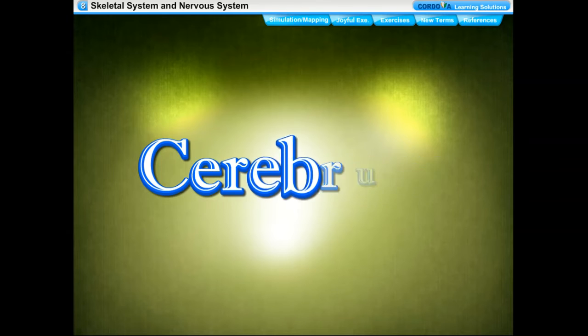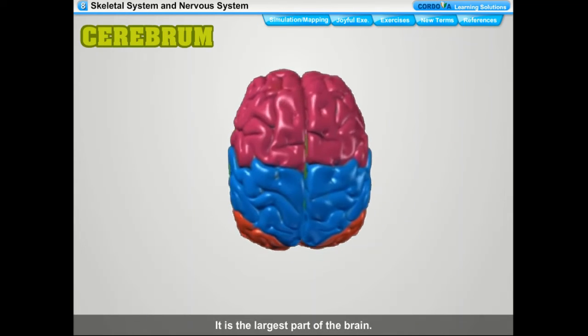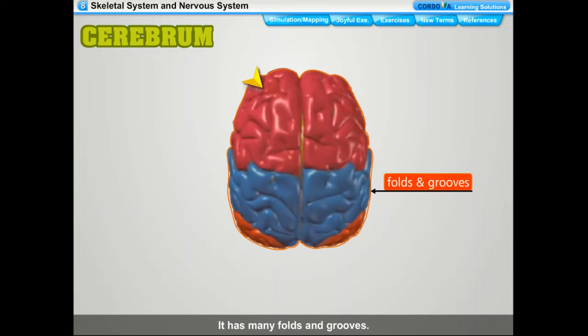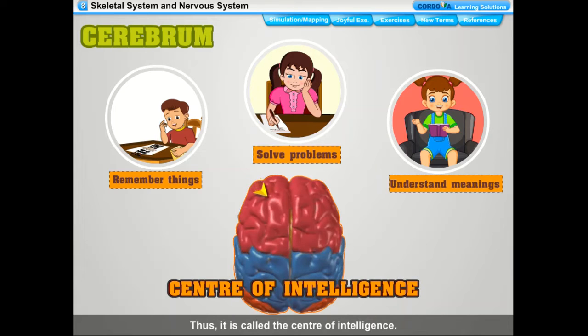Cerebrum. It is the largest part of the brain. It has many folds and grooves. It helps us to remember things, understand meanings, and solve problems. Thus, it is called the center of intelligence. It also controls our sense organs.